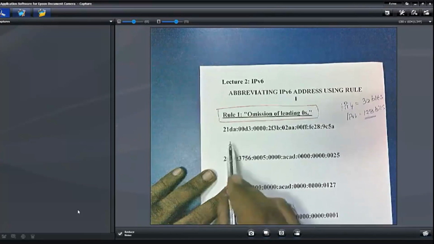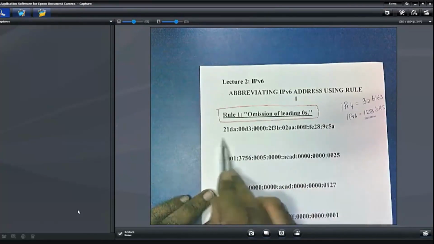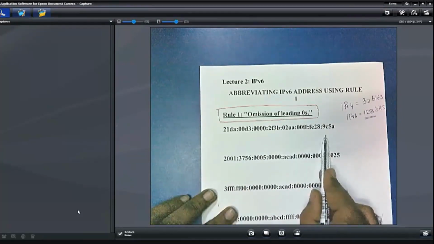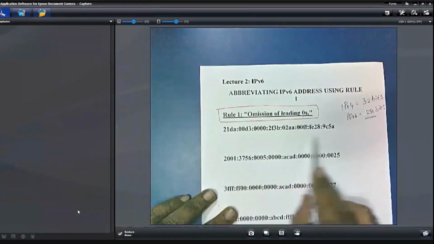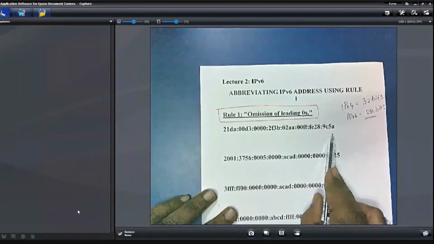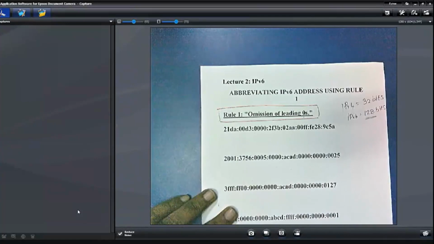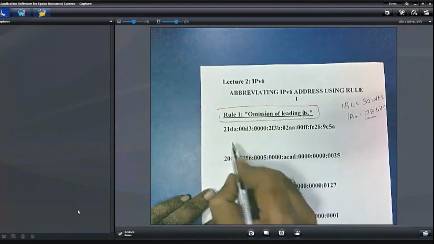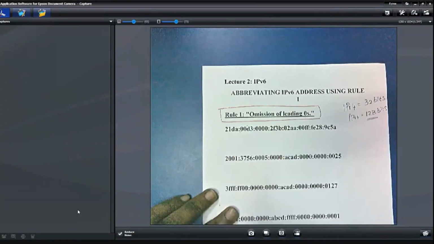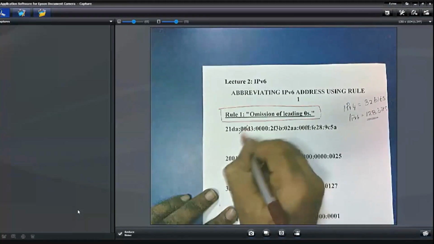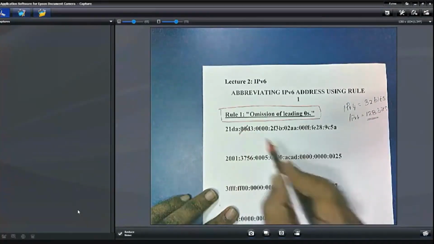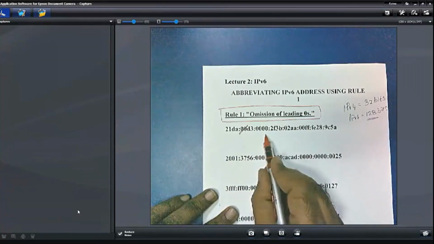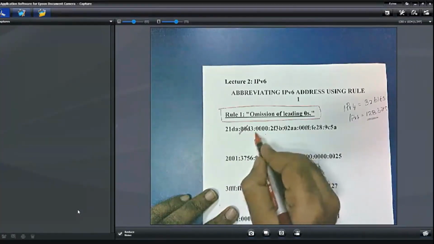Now you see, this is your IPv6 address. In this address, I want to apply the first rule, rule number 1. What does that mean? Omit the leading zeros. These 2 zeros you can omit. I'll make it red. This is leading zero. And then here there are 4 zeros available, so the first 3 zeros only you can omit.